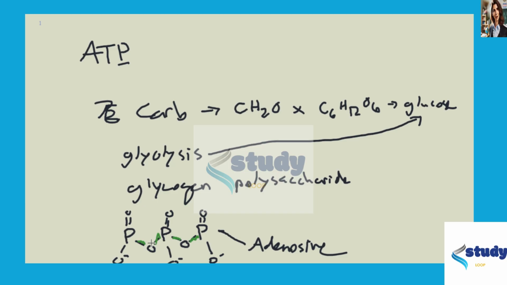So the correct answer to this question is D, that ATP stores energy in the form of phosphodiester bonds, which are these high energy chemical bonds which use oxygen to link phosphate groups.